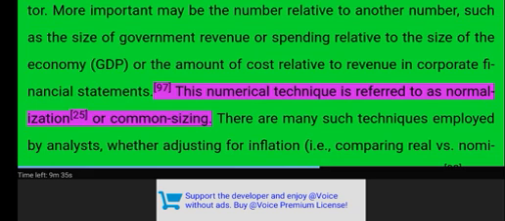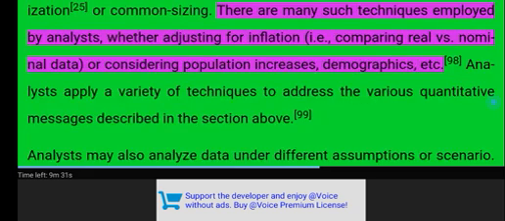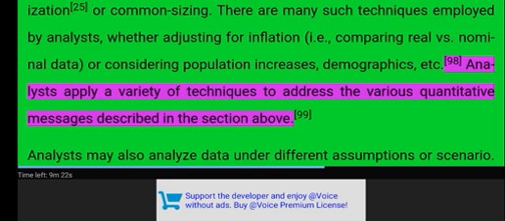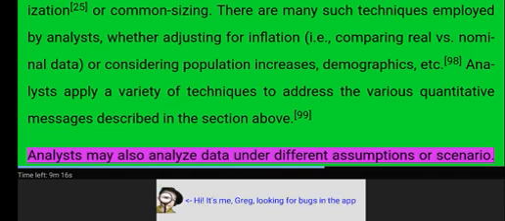Or common sizing. There are many such techniques employed by analysts, whether adjusting for inflation, i.e., comparing real versus nominal data, or considering population increases, demographics, etc. Analysts apply a variety of techniques to address the various quantitative messages described in the section above. Analysts may also analyze data under different assumptions or scenarios.